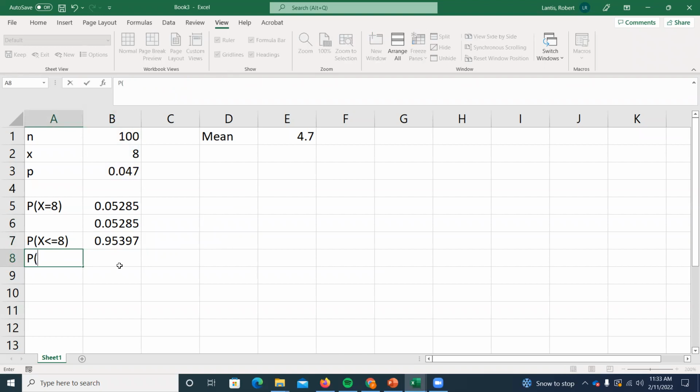What if I wanted to find the probability X is greater than 8? Well, this is kind of like the idea we were talking about earlier with complements. If X is less than or equal to 8 is event A, its complement would be that X is greater than 8. Well, I know that the probability of an event and its complement should add up to 1. So how could I find the probability that X is greater than 8 here?